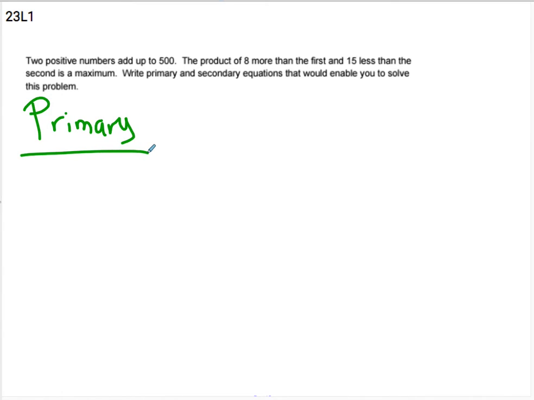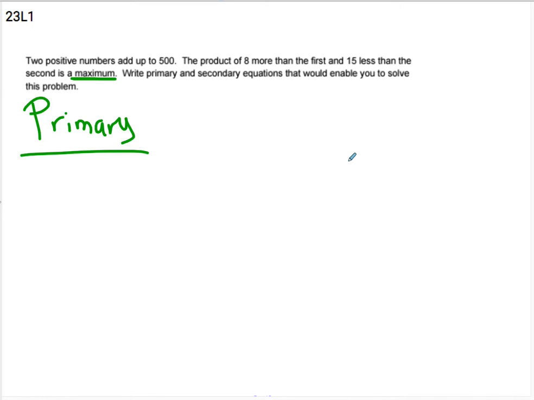All right, so a primary equation is what you're looking for, right? And we're looking for a maximum something. So the maximum of the product of 8 more than the first and 15 less than the second. We haven't defined our variables. We're just going to call them x and y.